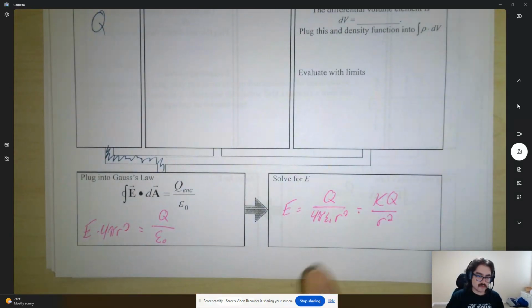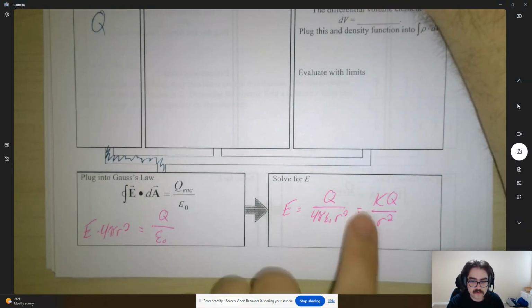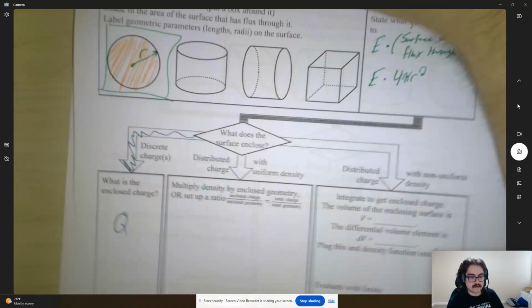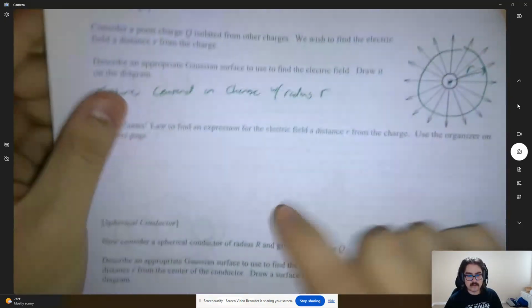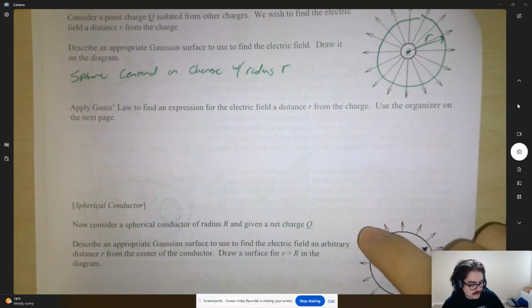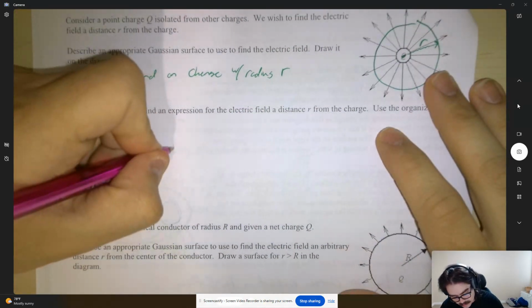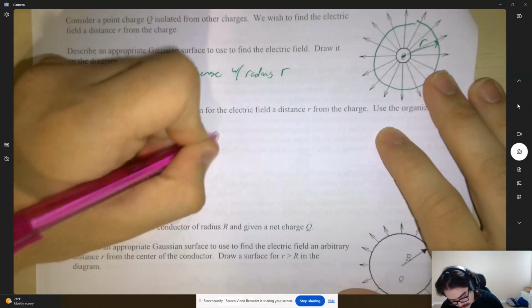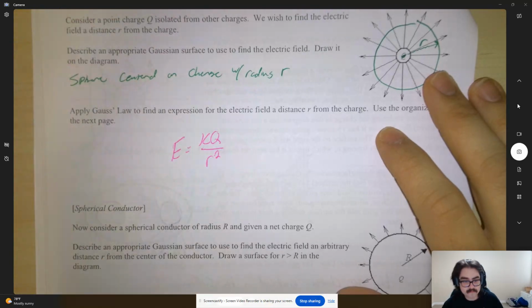So we literally just derived using Gauss's law that you can find the electric field at any distance using kq over r squared. So we solved that. We did good on that one. We saw that it ended up being E equals kq over r squared.